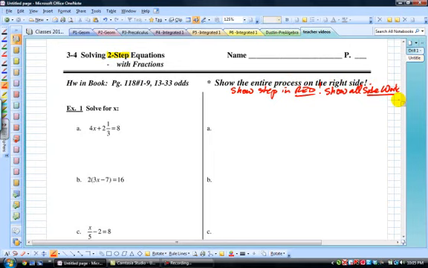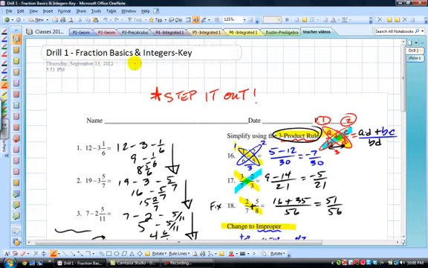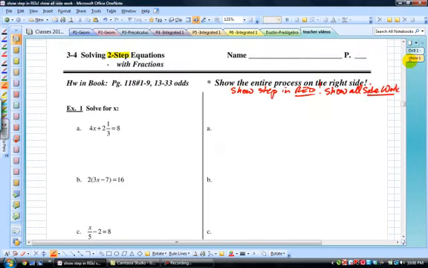So let's get started right here. Get your red pens out. Get your drill sheet out, like I said. Drill 1 with fractions and basics, and have all your work out there side by side so I can refer to that at any time.